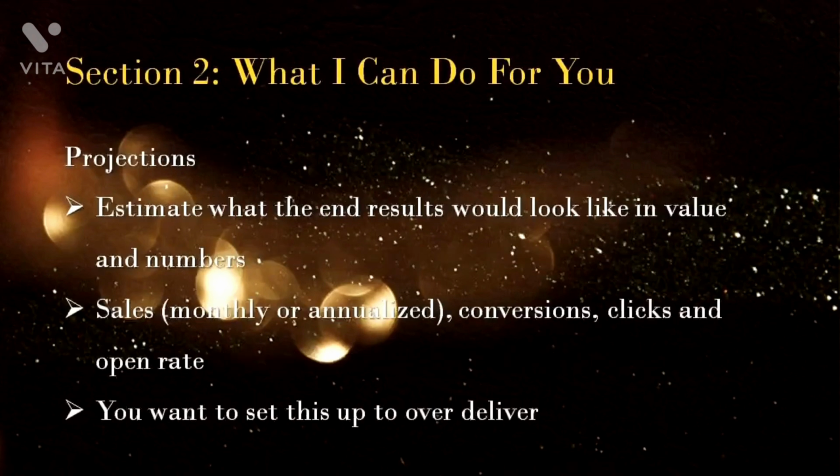Next, do up a projected estimate of what the end results would look like in value and numbers, meaning should they hire you, what is the minimum result that can be achieved? Sure, nothing is guaranteed, and you need to reiterate that, but leads and clients need to know this because it answers their doubts, and also it makes it easier for them to have the proposal approved internally. The estimates are conservative because you want to set this up so that you over-deliver consistently. The areas where you need to estimate are areas like sales, monthly or annual, conversions, clicks, and open rate.